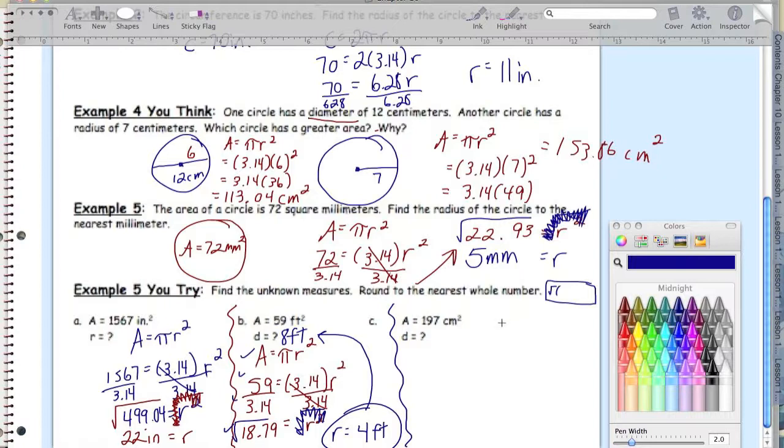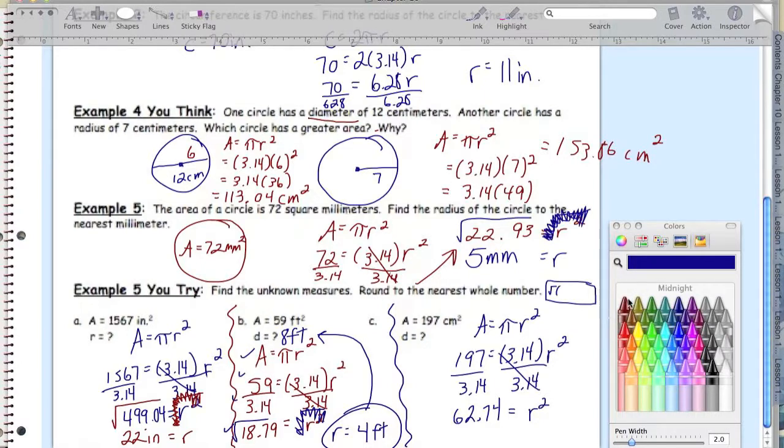Okay? Alright, now the last one. Area is 197 centimeters squared. Pi r squared. Area is 197. Pi is 3.14. Radius we don't know. Squared, so I'm going to start by dividing by 3.14. Those cancel. 197 divided by 3.14 is 62.74 rounded. 62.74 is equal to r squared.